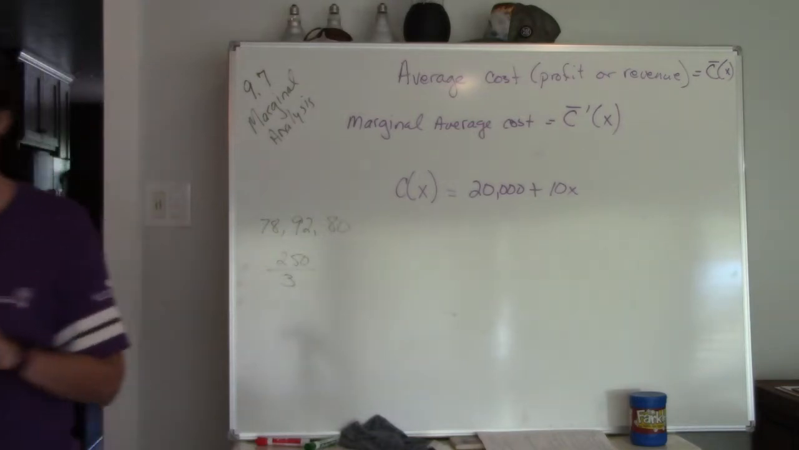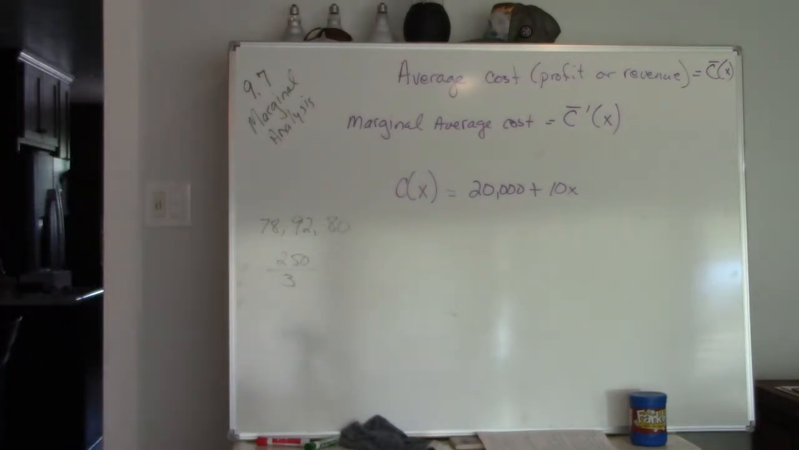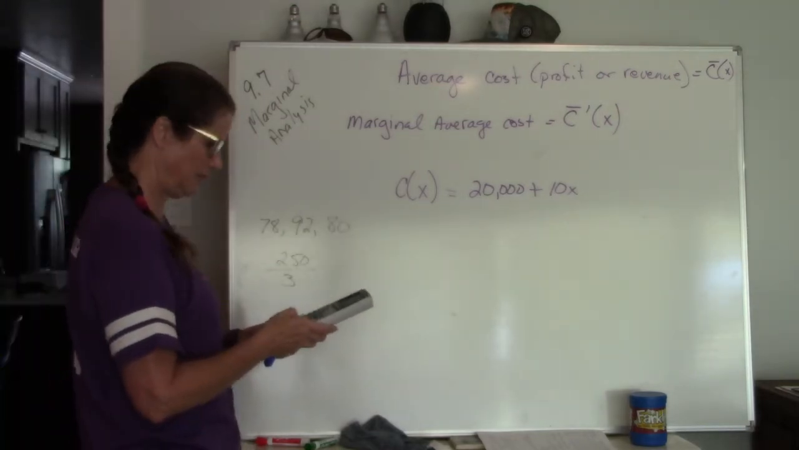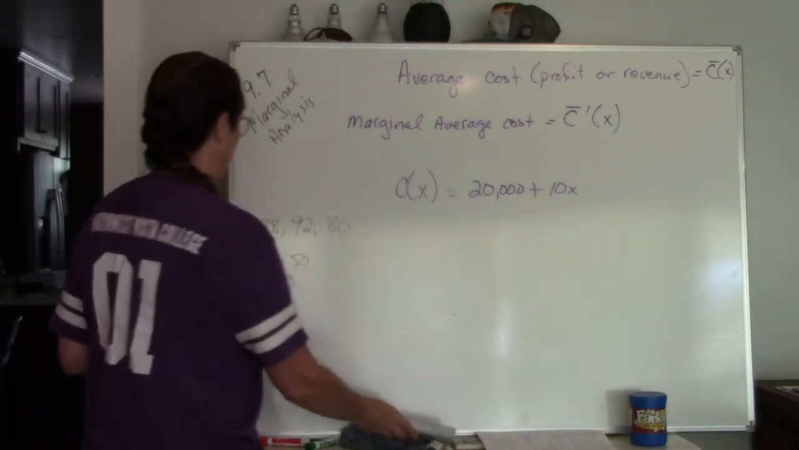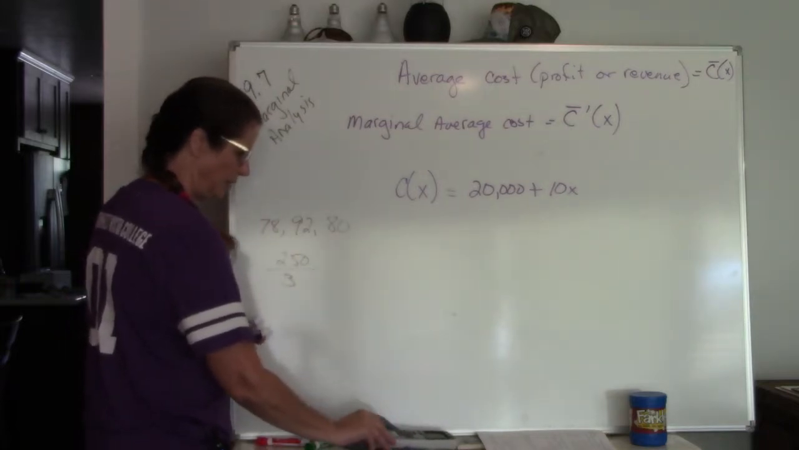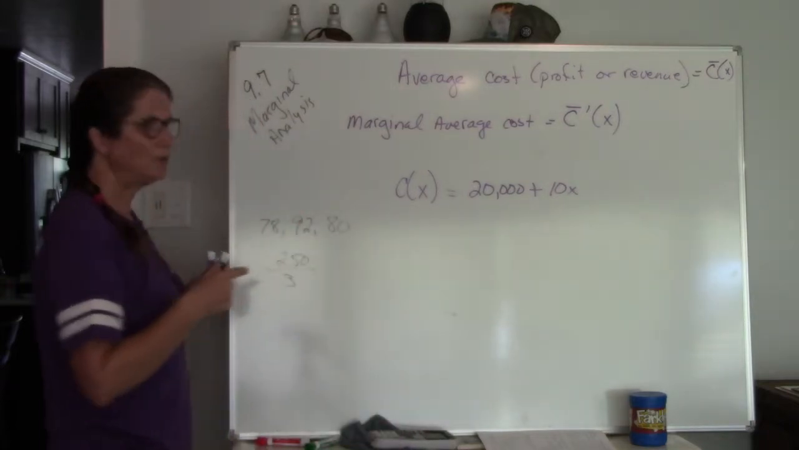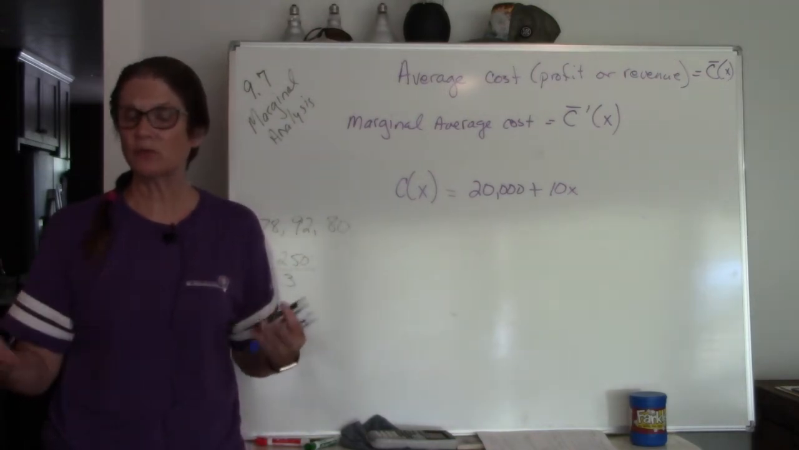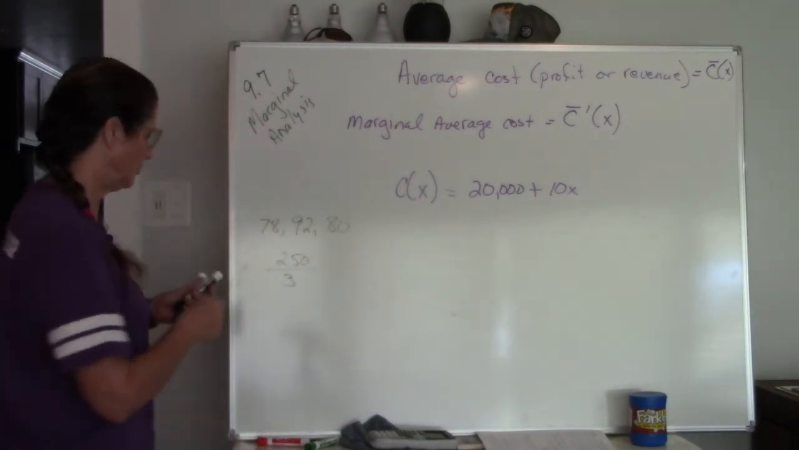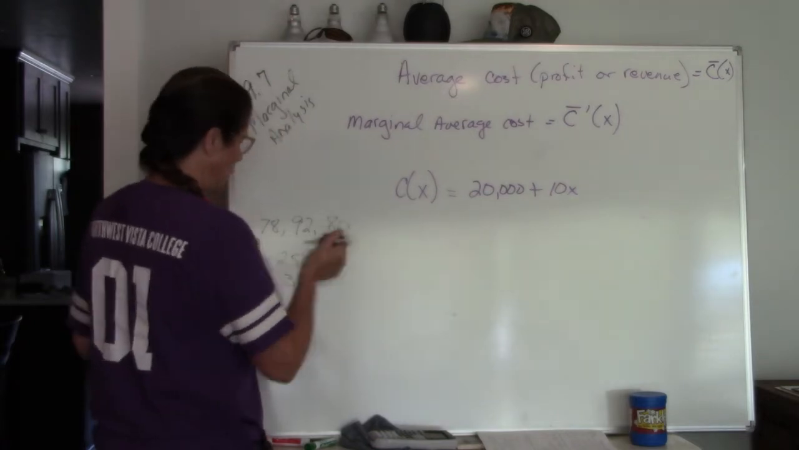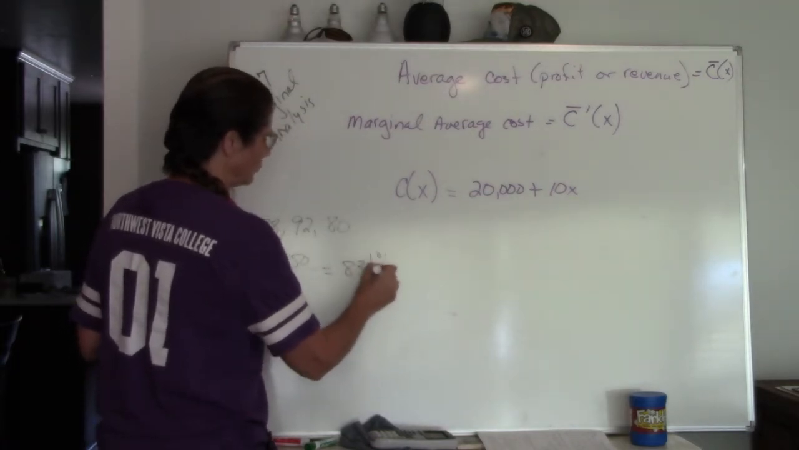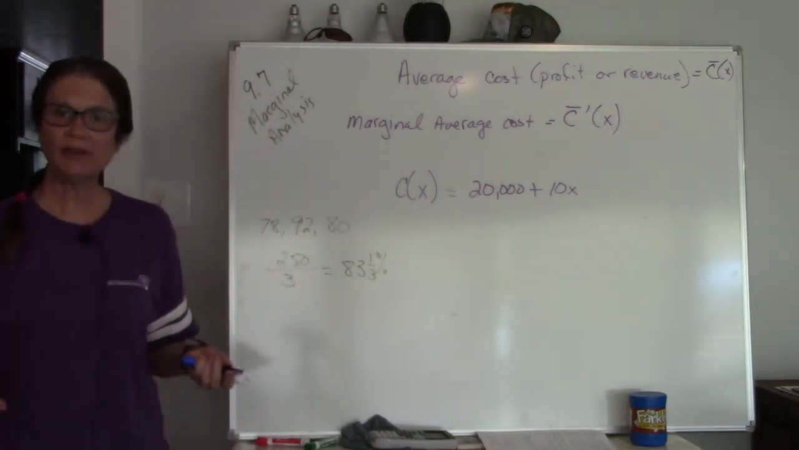Let me double check, get my calculator. I'm trying to do it in my head. It's not always a good call. So 78 plus 92 plus 80, 250 divided by 3. Now, when you divide by 3, you're dividing by the number of items. We had 3 tests, so we're dividing by the number of tests. So when you divide by 3, you have an average of 83 1/3%. Okay, that's how you find average.